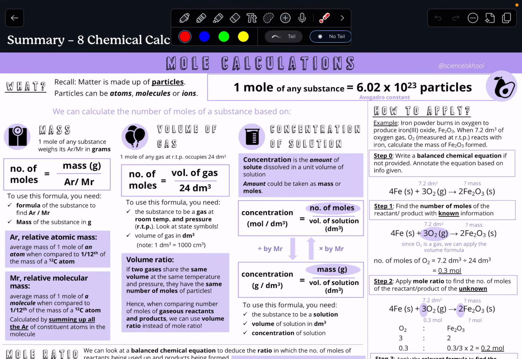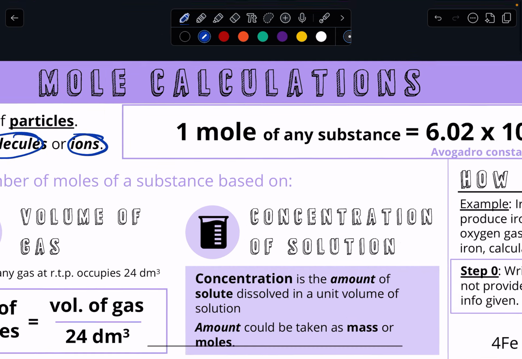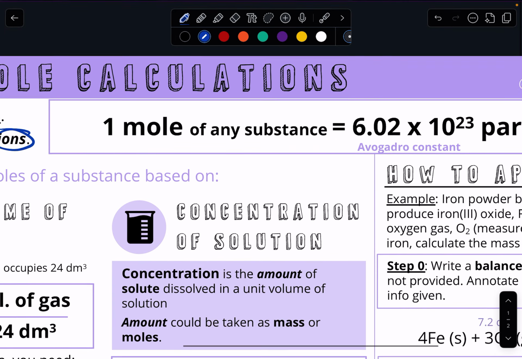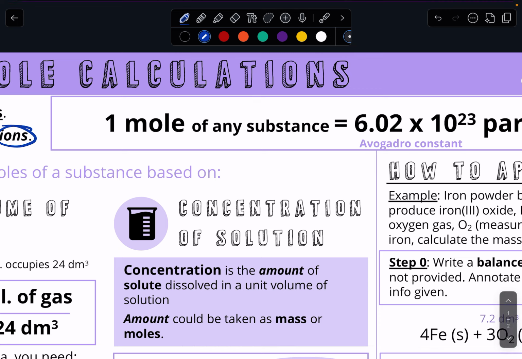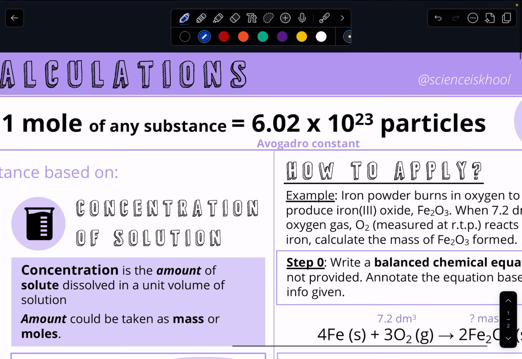Okay, so here's the summary for mole calculations. Let's follow along. So first, remember that matter is made up of particles, and these particles can be atoms, molecules, or ions, right? And we know that they are all very small and very light. And so how do we actually effectively measure and quantify the amount of substances? We have to make use of a counting unit known as a mole.